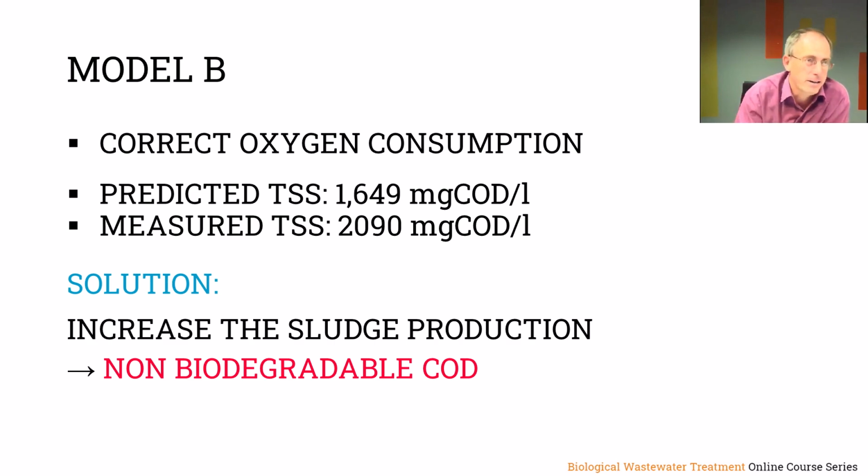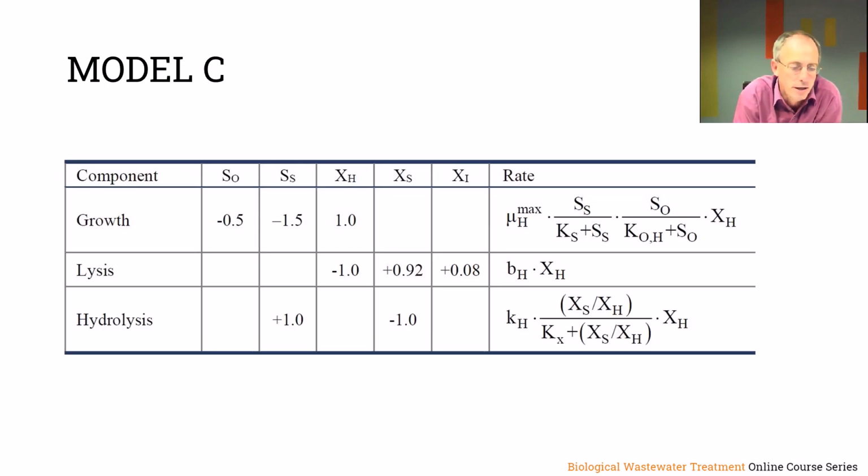But we can introduce a new compound, non-biodegradable COD, because that will be not degraded and will lead to extra sludge production, because it's not oxidized. So in this case, we only add an extra term, the inerts. So there is a part of the wastewater COD that is then assumed to be non-biodegradable.